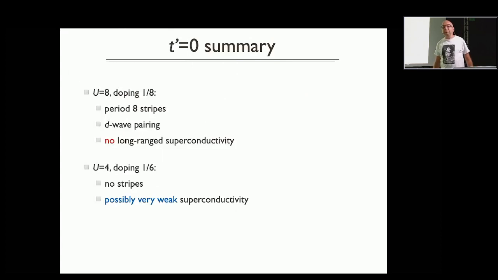So the conclusion for the T prime equals 0 summary was that at least for those values which are typical of actual experimental observations for superconductivity, we see period 8 stripes, well, as had been observed. We see D-wave pairing, but it does not lead to anything long-ranged.